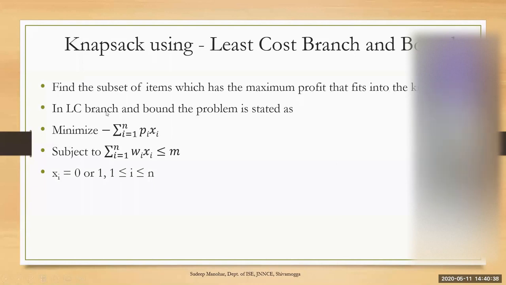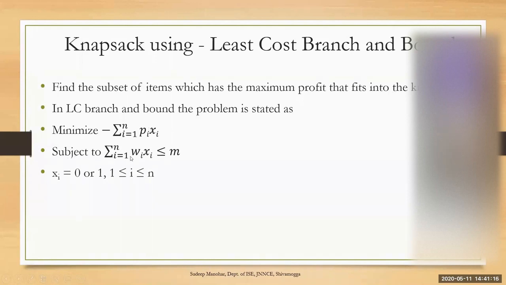In least cost branch and bound, the problem is stated as you have to minimize the sigma Pi into Xi. See, in branch and bound, we are supposed to maximize the profit. In this least cost branch and bound, we are using the opposite logic. In opposite logic, we'll use a minus symbol here. Since we're using a minus symbol for this sigma Pi Xi, we have to minimize this formula. So this cost has to be minimized.